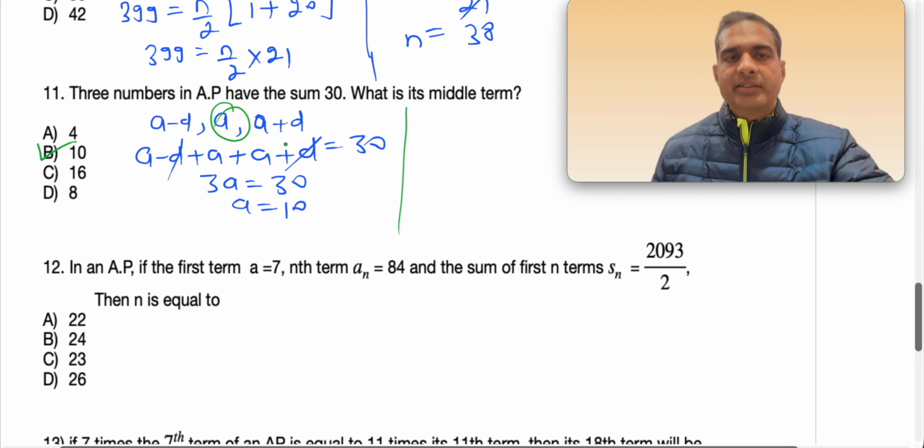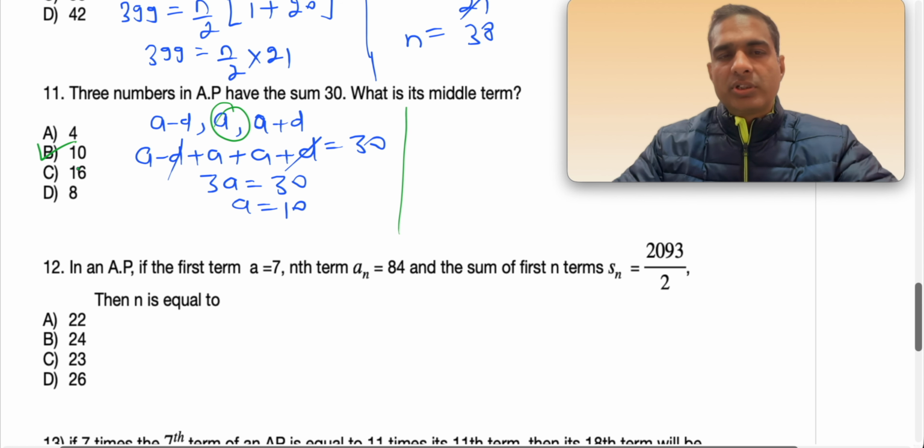Now there are three terms and we have to find out the middle term. Whenever terms are in AP, the middle term will always be the average of that series. So three numbers were there and 30 was the sum, so the average will be 30 by 3, that is 10. So 10 will be the middle term. Remember, whenever terms are in arithmetic progression, the average of that arithmetic progression is given by the middle term of that series.